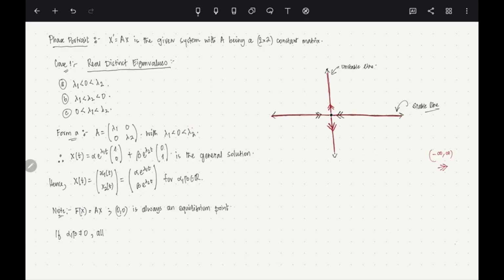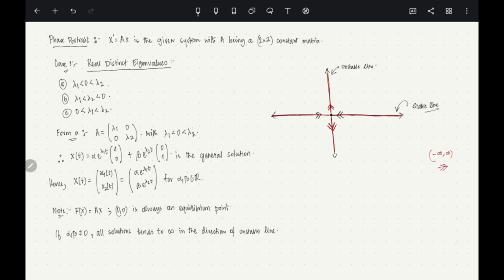Now you see, if alpha and beta are not equal to 0, you can see that all solutions, let me write it down, we are looking for what is happening to the solutions as t tends to infinity, tend to infinity in the direction of the unstable line. What do I mean by this?